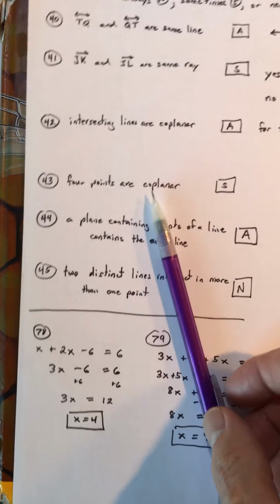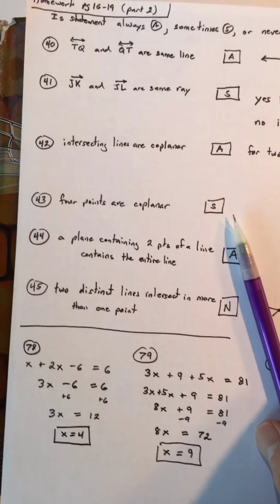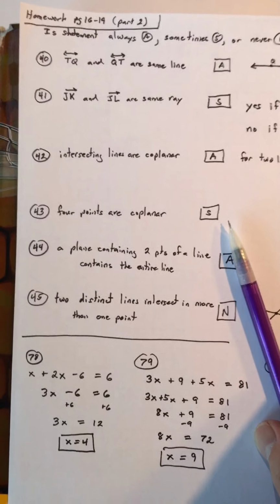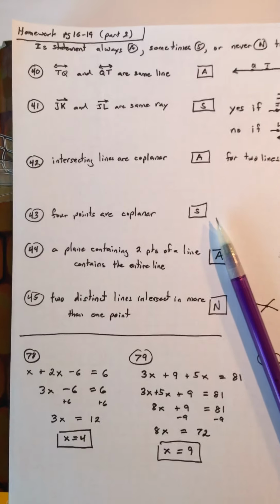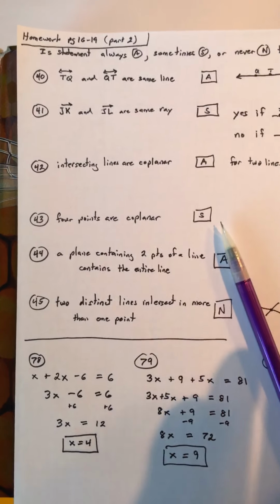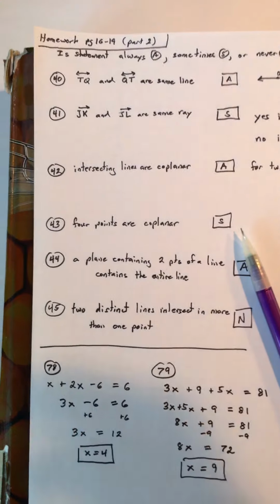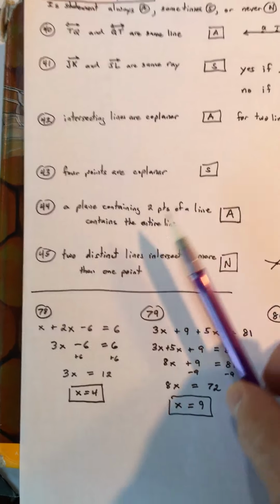43, 4 points are coplanar. Well, that's sometimes. If you remember back to our first problem set, we had 4 points on the line and they were coplanar. But you can think of a case where you have 3 points on one plane and then another point elevated off the plane somewhere else. So that's sometimes the case.